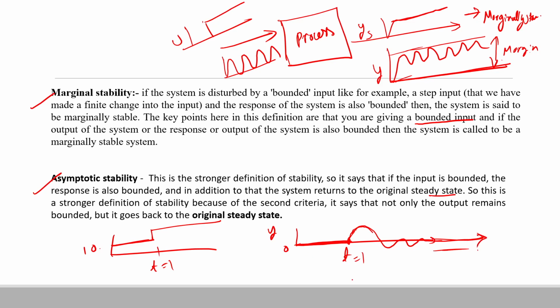So basically ys new, that is the new steady state, is equal to the old steady state. So such a kind of system is known as an asymptotic stable system. So this is a stronger definition of stability. In case of marginal stability, it can reach a new steady state. So this will be our new steady state. So this is also a stable system, but it is only marginally stable since it is not returning to the original steady state.